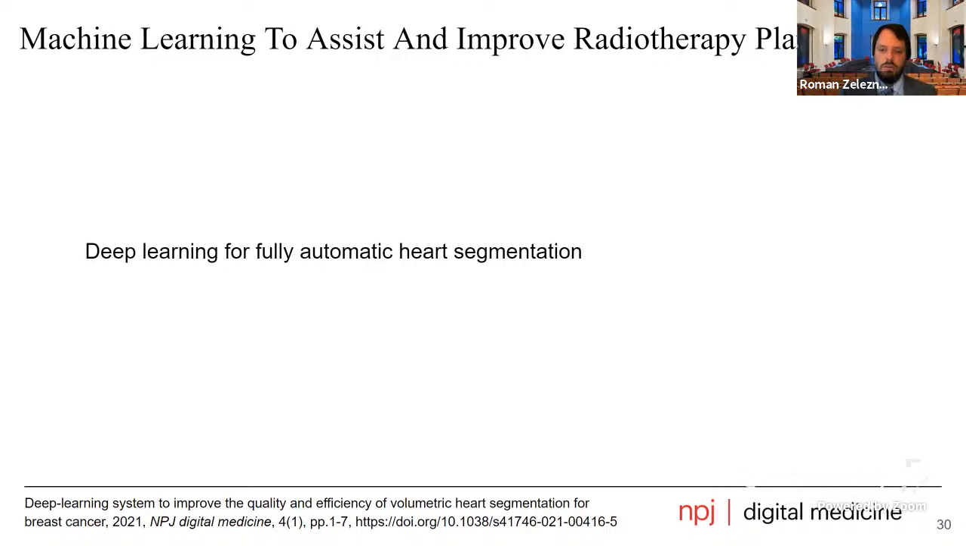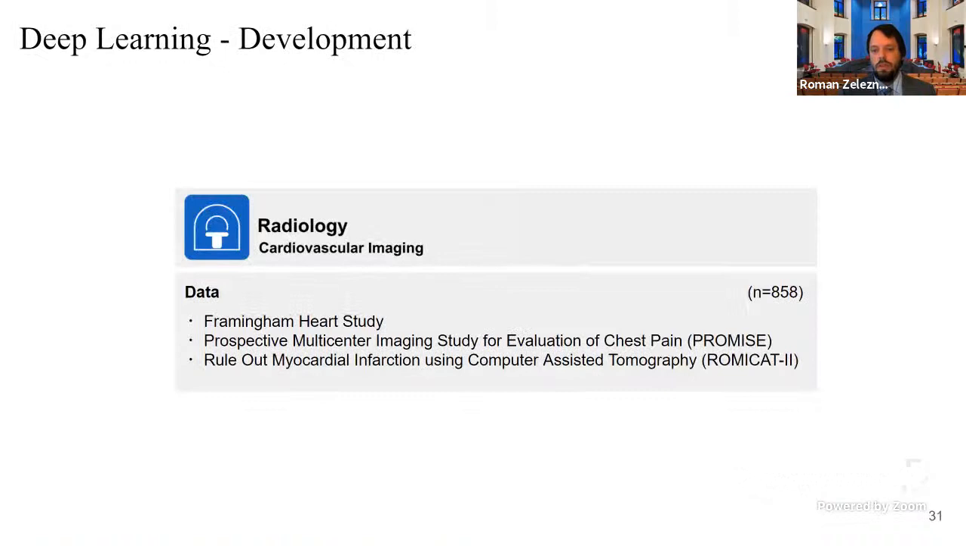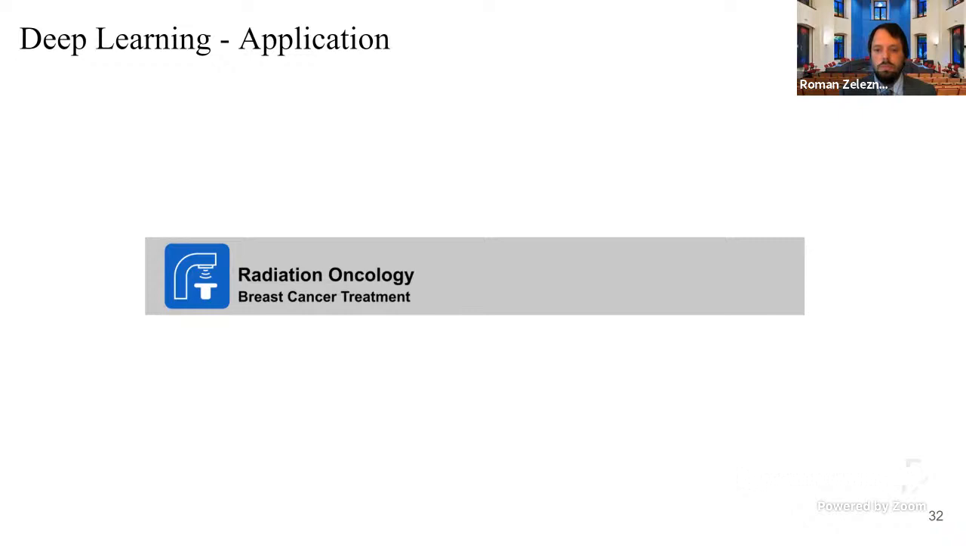We started again with data from the collaboration with the cardiovascular imaging radiology group, and we added way more training data now, and also we refined the deep learning code and trained a completely new deep learning model, basically. We then applied the model to cases from the radiation oncology department from our hospitals.